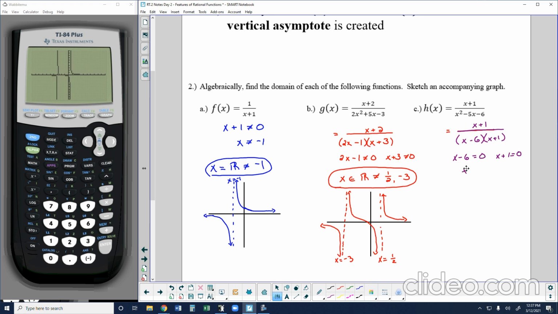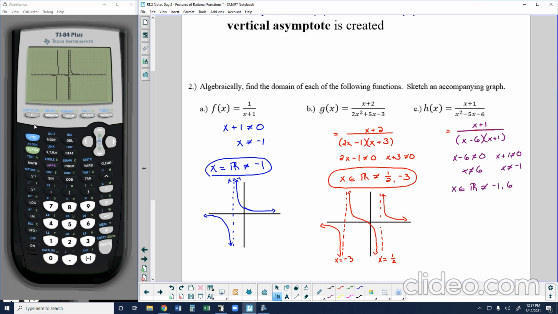So x cannot be 6, and x cannot be negative 1. Even though the factor from the numerator and the denominator can be simplified, that value that is a restriction on the domain still needs to be accounted for. So in this case, x could equal all real numbers except for negative 1 and 6.